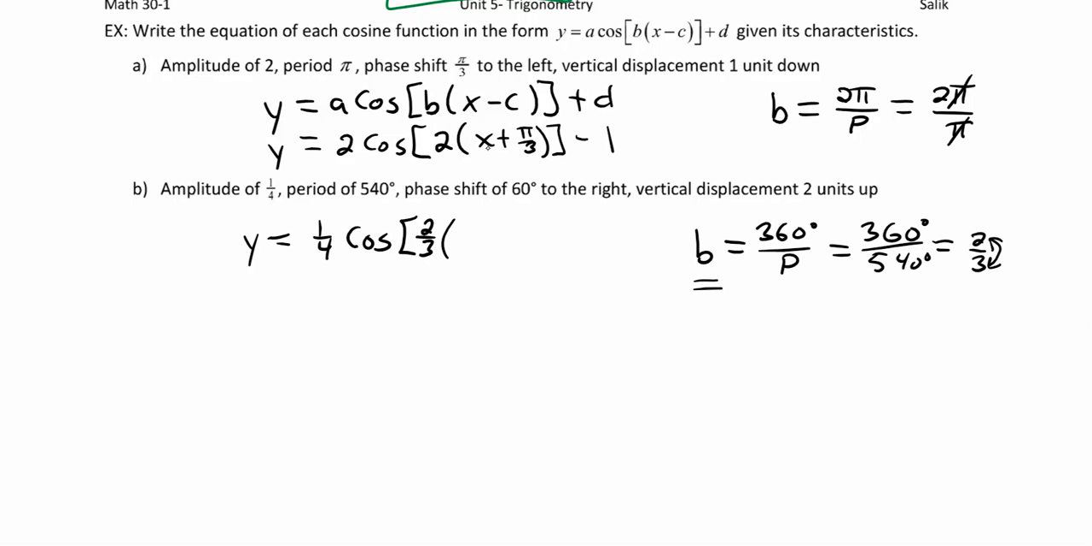And then times x, and it has a phase shift of 60 degrees to the right, so that would be x minus 60 degrees. And then a vertical displacement of 2 units up, so plus 2. There you go.